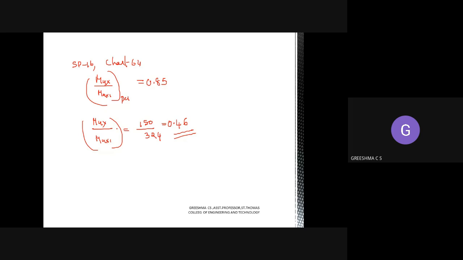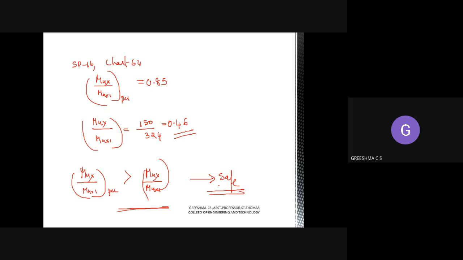As per the IS code, the permissible value should be highest. That is, MUX1 permissible is greater than MUX divided by MUX1, which means your design is safe. Okay, so this is one check.